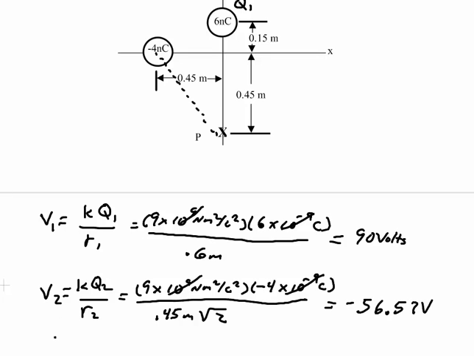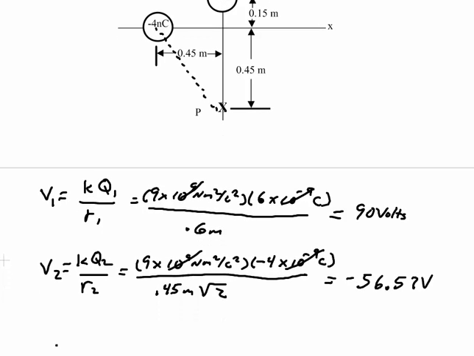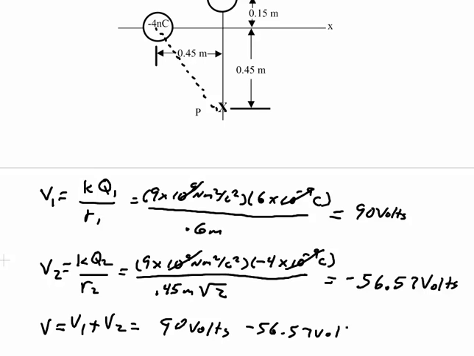volts. What's the total voltage? You just sum the two up. So V is V1 plus V2. So I get 90 volts. I just write it out. It's confusing to have V's and V's. And then subtract 56.57 volts. So 90 minus 56.57. And I get about 33.4 volts, at least to 3 sig figs.